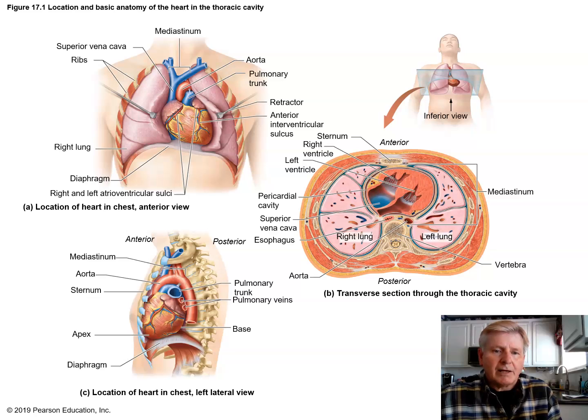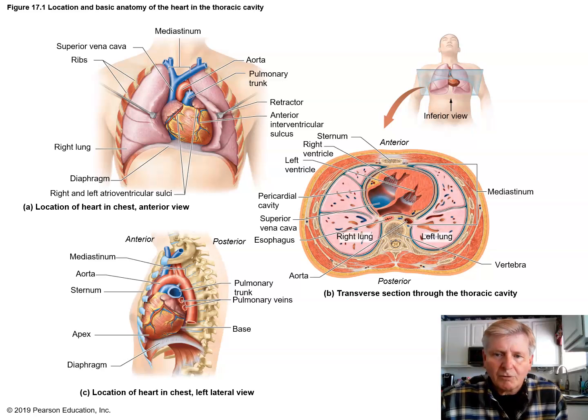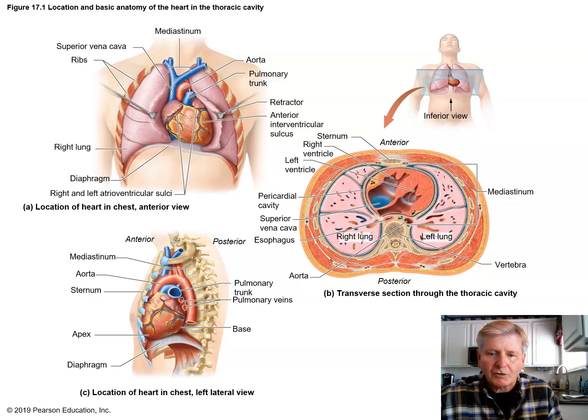And then you have a right and left atrioventricular sulci, which are the grooves that separate the atria from the ventricles. Now in figure B, you're going to see a transverse view of the heart within the mediastinum, and you can see the right lung and left lung as they are positioned in the thoracic cavity. You can see the openings of the chambers. This would be comparable to what one would see in a CT scan, a cross-sectional view. This is a transverse section.